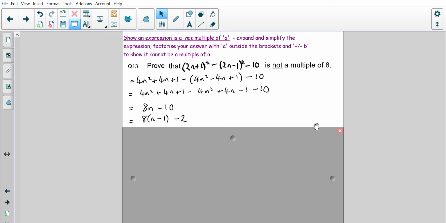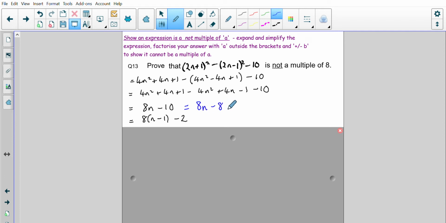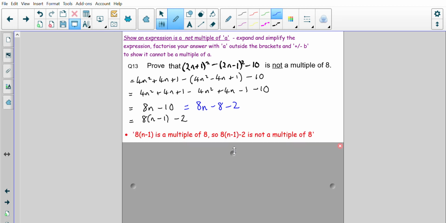So we could actually just pop in another line of working in here. So 8n minus 10 I could write as 8n minus 8 minus 2, and then you can see there that I've factorised the 8n minus 8 by taking an 8 outside, and then I've got the minus 2 on the end. And then our proof statement would say something like 8 brackets n minus 1 is a multiple of 8, so 8 brackets n minus 1 minus 2 is not a multiple of 8.